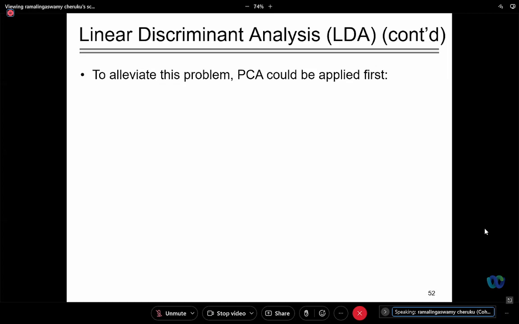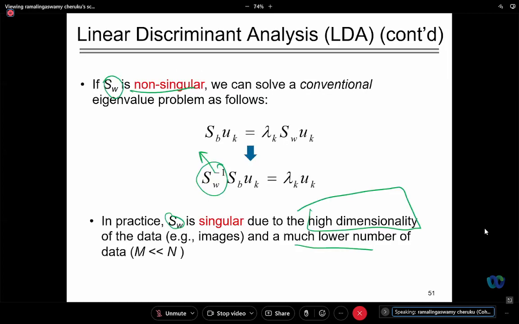Whenever there is a chance that SW is singular, we cannot solve this characteristic equation. SW inverse can only be computed when it is non-singular, but it is singular when its determinant is zero. How can we overcome this problem? For that you have to make use of principal component analysis. First you have to apply PCA, followed by LDA.